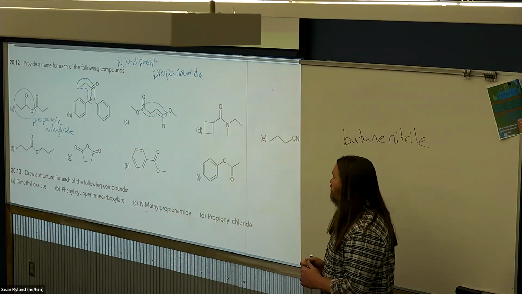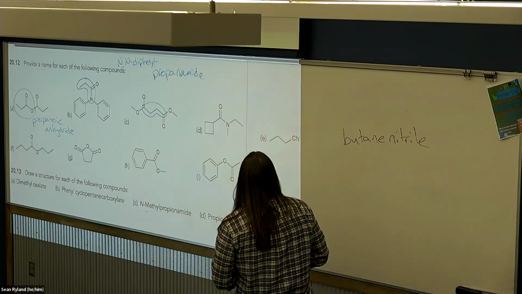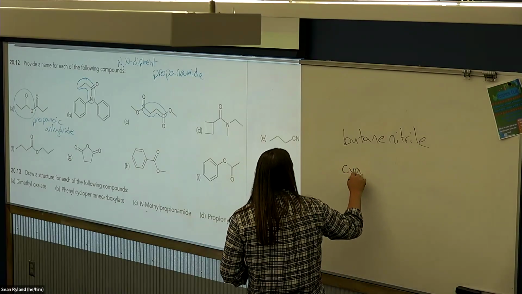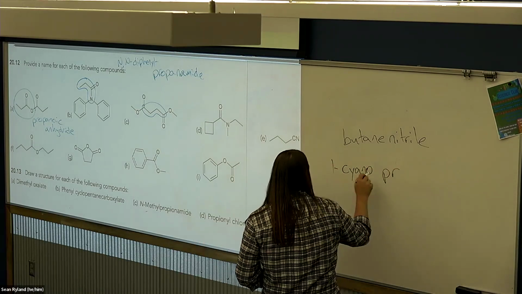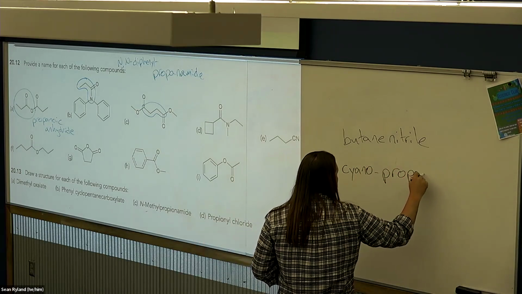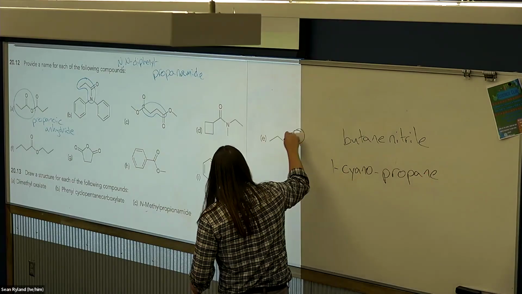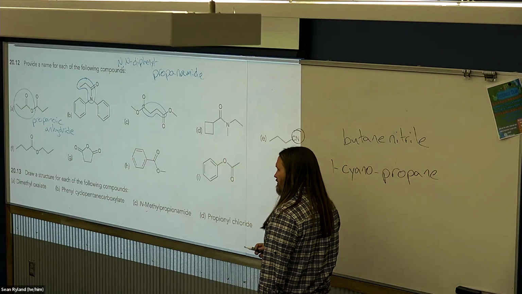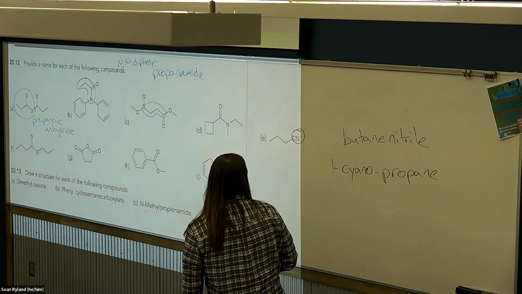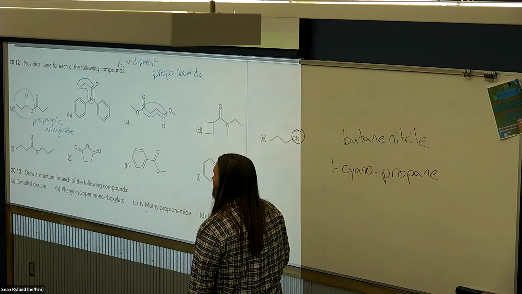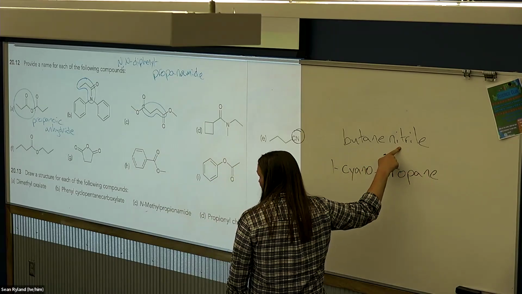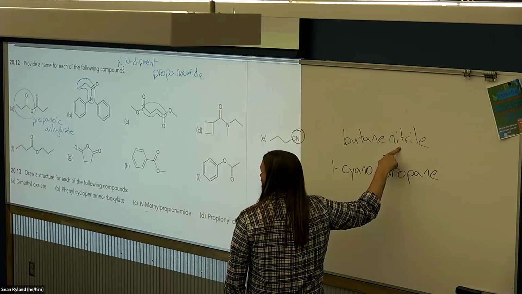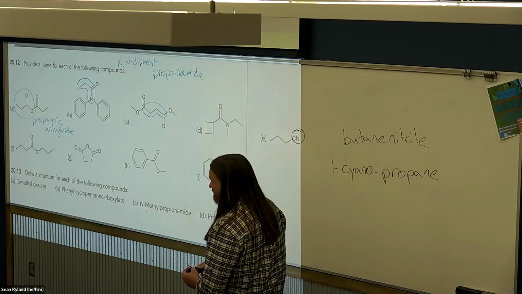You could also say cyanopropane, 1-cyanopropane. Because if you name it as a cyano group, the carbon does not count as our longest continuous carbon chain. If you name it as a nitrile, the carbon does count. What if I had to propane site?